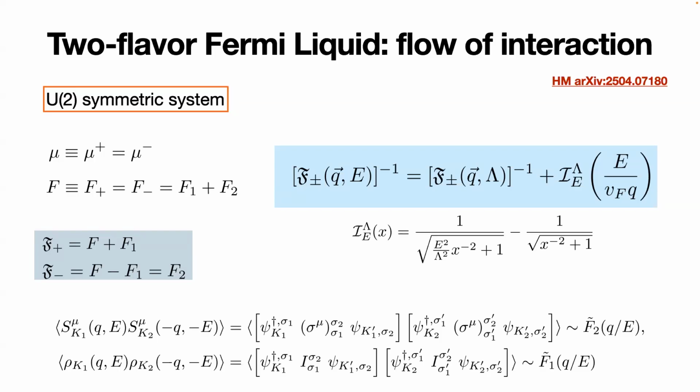I'm able to compute physical quantities. So for example, I can compute the spin-spin correlation function. And it turns out the IR effective interaction F2 contributes largely to this spin-spin correlation function. So basically that F2 characterizes the difference between flavors. But the density correlation function is largely contributed from the F1. So the F1 basically measures the overall effect of all the flavors.